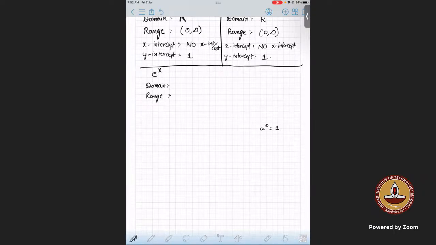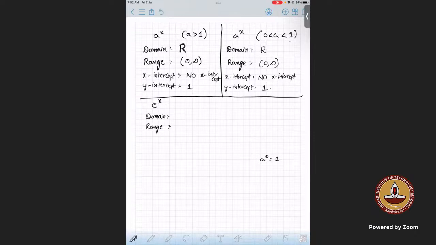All the same data for e power x. Which data? Real numbers. If e is taken as a value greater than 1, then all the same data applies to a power x, where a is greater than 1. So e power x and a power x, I'm writing there itself, not writing separately. Now we will consider other things also.